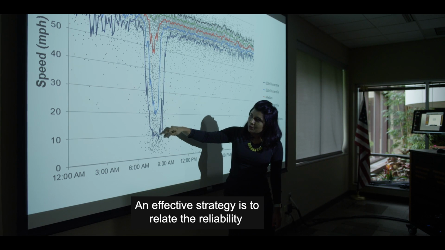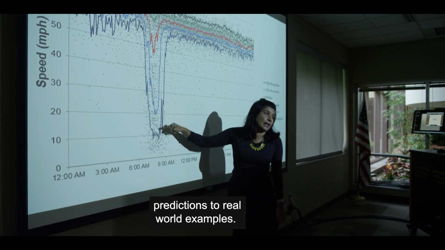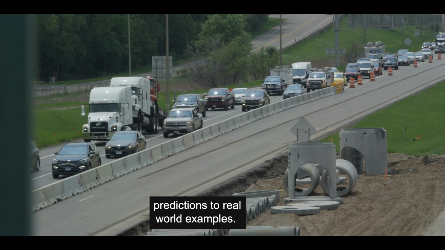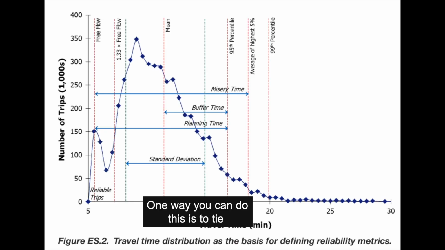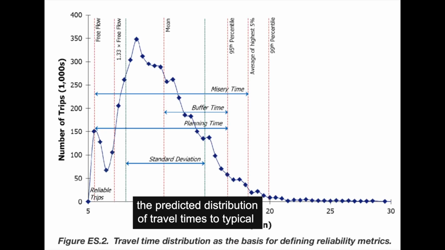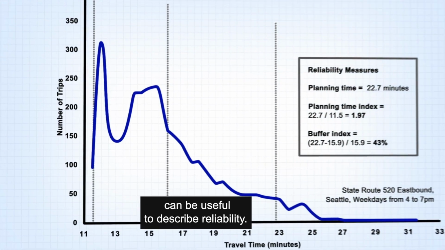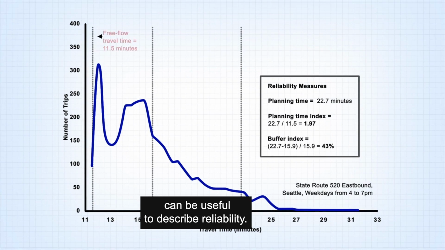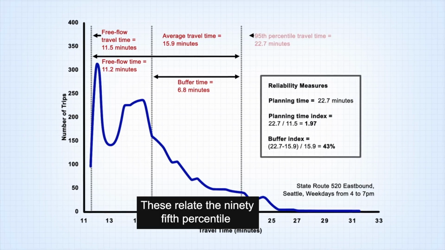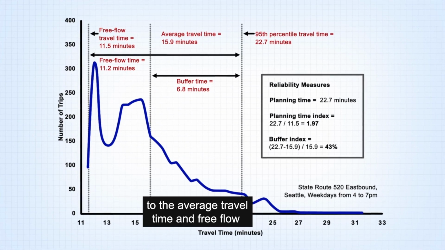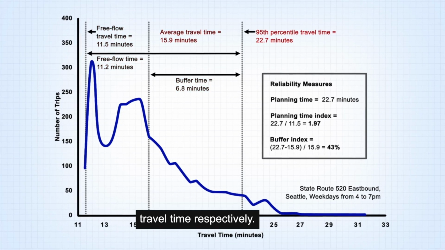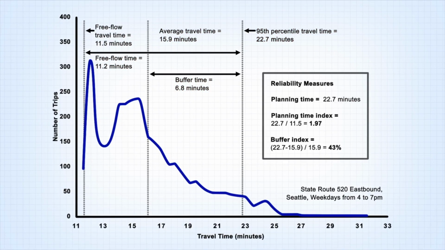An effective strategy is to relate the reliability predictions to real-world examples. One way you can do this is to tie the predicted distribution of travel times to typical commuter experiences. Specifically, the buffer index and planning time index can be useful to describe reliability. These relate the 95th percentile to the average travel time and free-flow travel time, respectively.